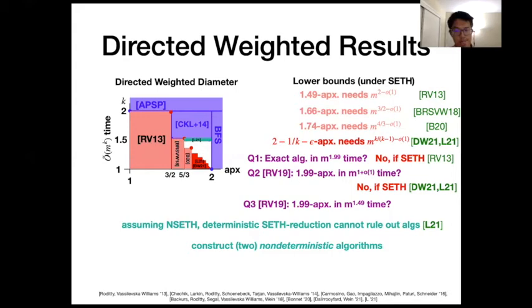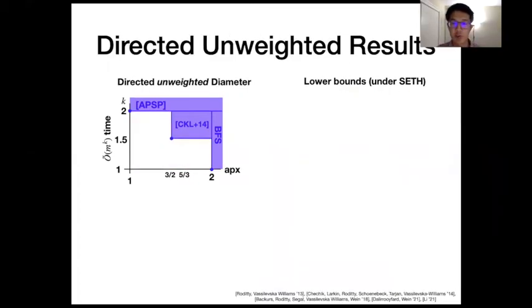Maybe a word on NSETH. Not everyone believes it's true. There's some evidence for it and some evidence against it, but it's known that if you disprove NSETH, then you prove new circuit lower bounds. So at least NSETH represents a barrier to known techniques. So that's all our results for directed weighted graphs.